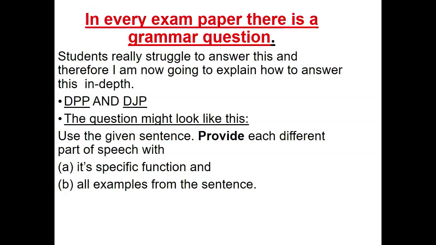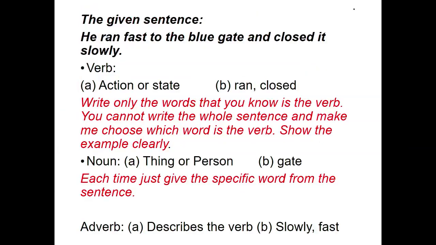And for every part of speech, you must give a function, and then in B, look for all the examples of this part of speech in the sentence that I gave you. Do not use your own sentence. You will not receive marks for that. Now, the given sentence will be something like this. I will differentiate the sentences. I will not use the same sentence. He ran fast to the blue gate and closed it slowly.